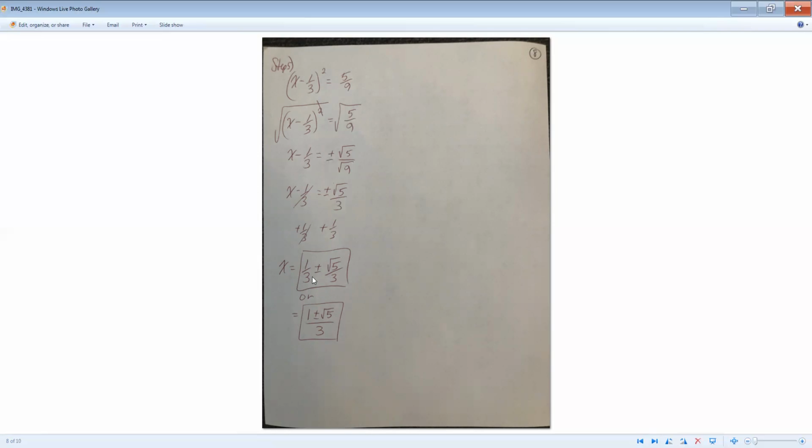And that will give us a final answer of either 1/3 plus or minus the square root of 5 over 3. Or we can combine them since they have the same denominator and be 1 plus or minus square root of 5 over 3.